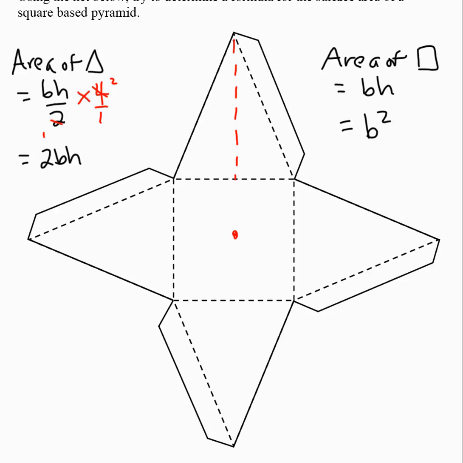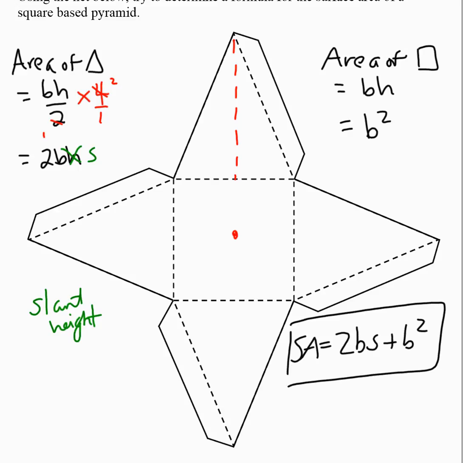So we can't call them both h, because that's confusing: in volume h means one thing and in surface area h means something else. So instead we use the letter S for slant height, which means the height of the slanted part, or in this case, the height of the triangle. So the surface area of a pyramid is going to be 2bs plus b squared. That's the formula for surface area of a pyramid.